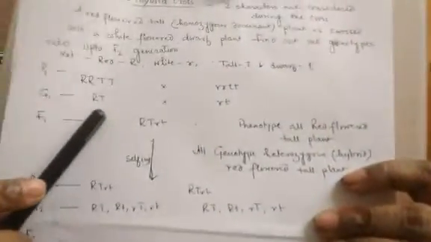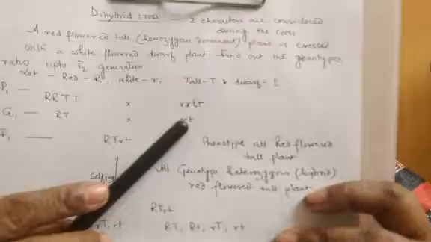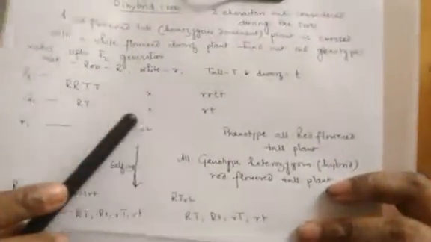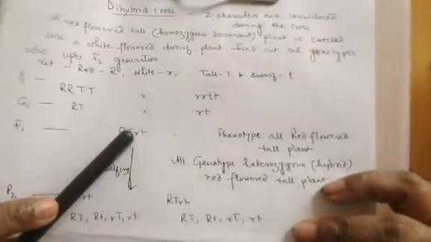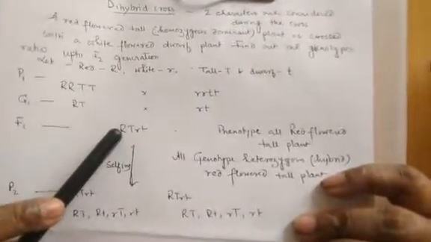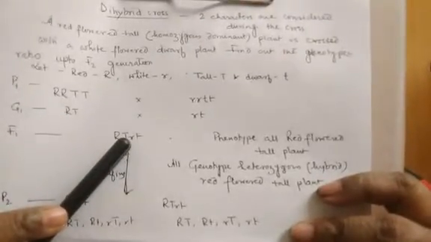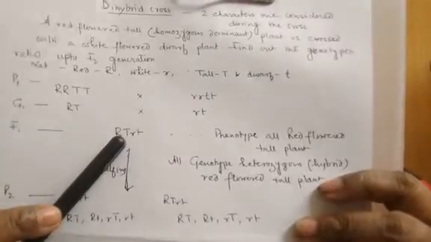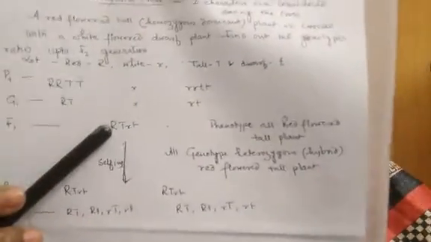Now the gamete of this parent will be capital R, capital T, and of this parent small r, small t. So as a result, the fusion of these two gametes produces an offspring having the genotype capital R, small r, capital T, small t. Clear? Since there is capital R, the plant will be red flowered, and since there is capital T, it will be tall. So the phenotype, what we see, will be a red flowered tall plant. All the offspring will be red flowered tall plants.